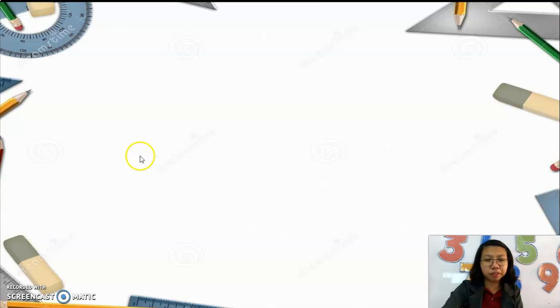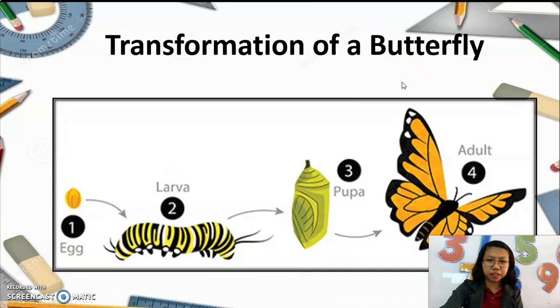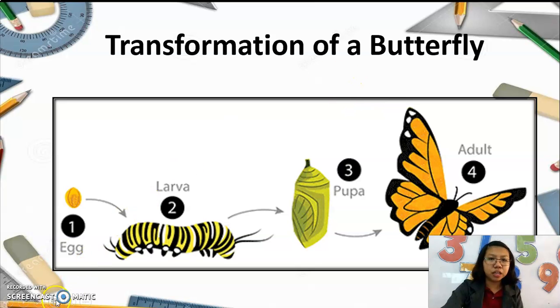Before we start our topic for the week, I want you to observe the picture. The picture is about the transformation of a butterfly. A butterfly can be a larva after being an egg, and then from a larva, it will be a pupa, and then after a number of days, it will turn out to be an adult butterfly.